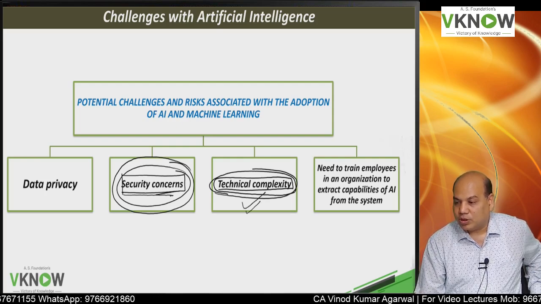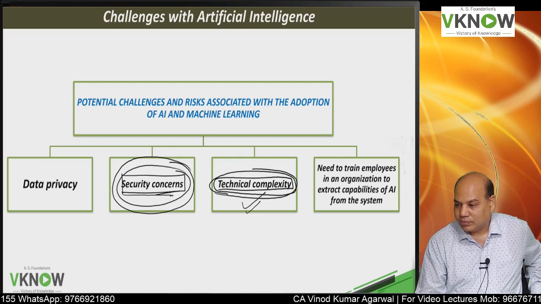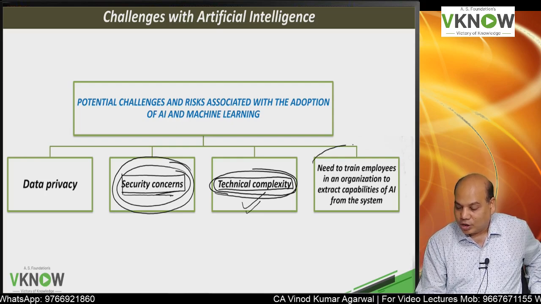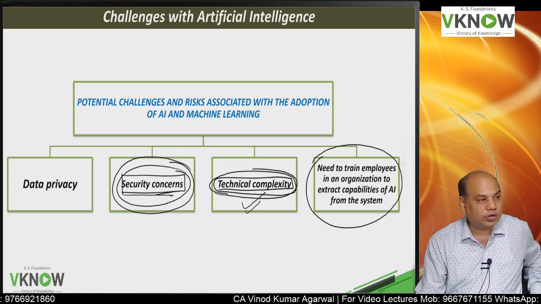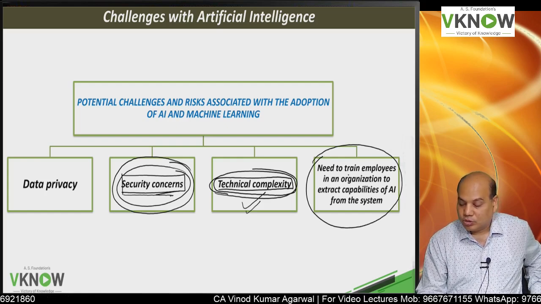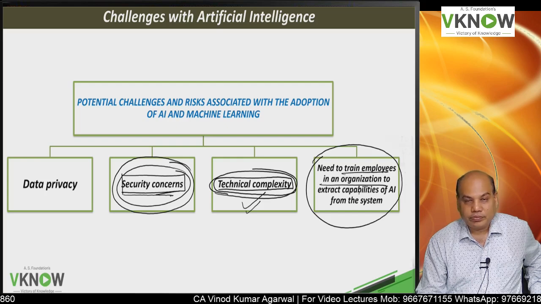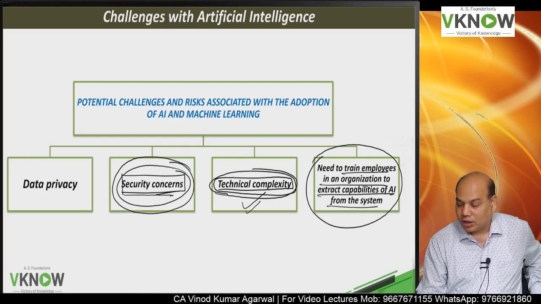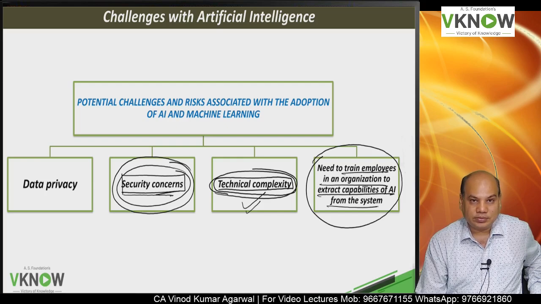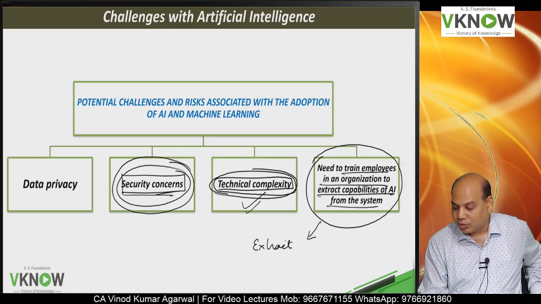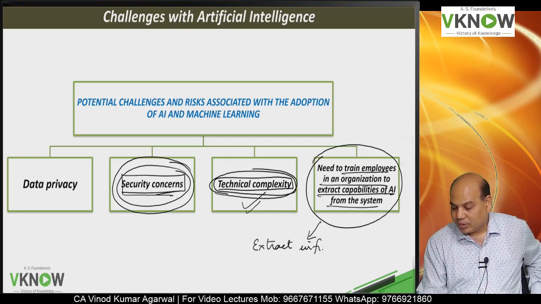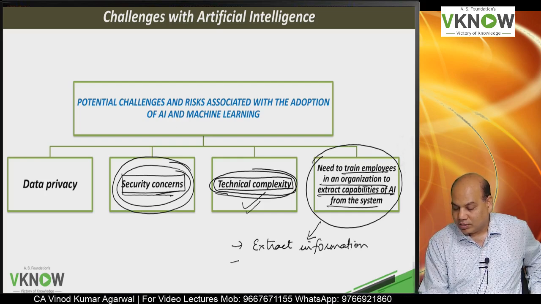Difficult for a normal human being to interpret what they are doing. And in the organization, whatever organization you are in, now you have to train your employees to use the power of artificial intelligence from the system. Artificial intelligence can be used to extract information like Google, but it will give you information in a more concise and precise way.